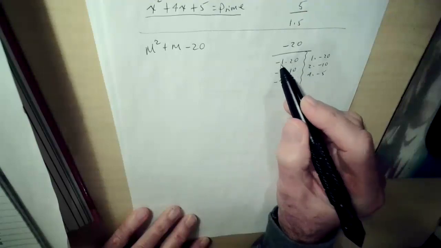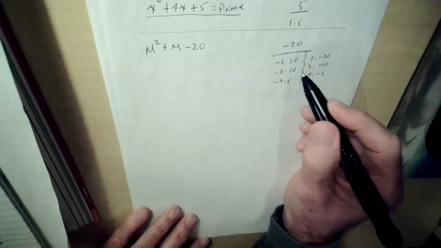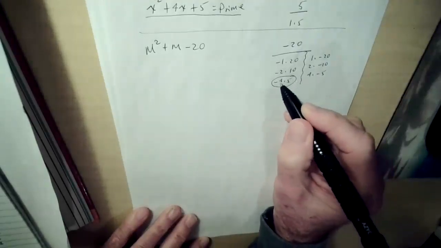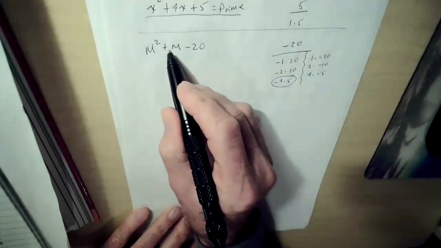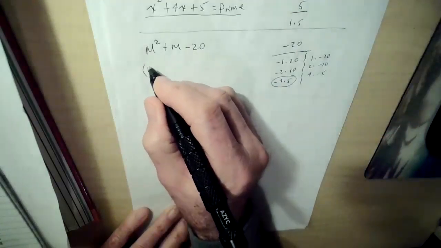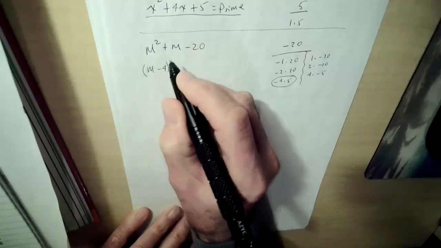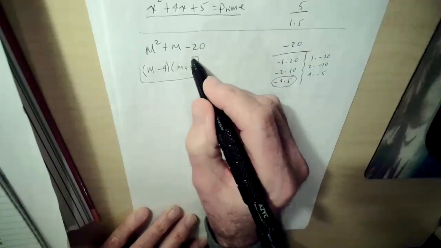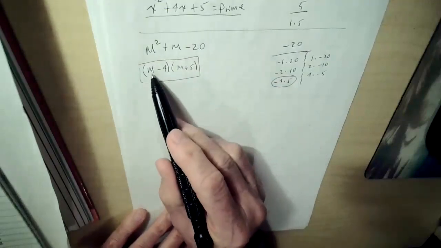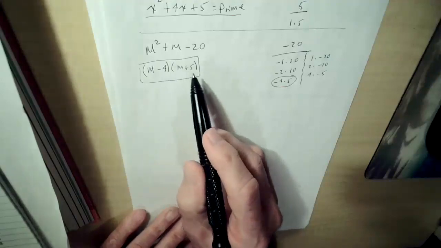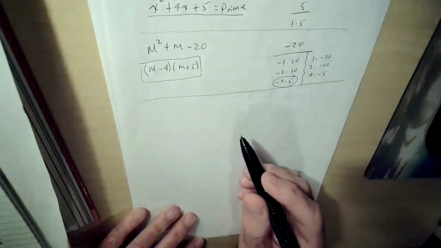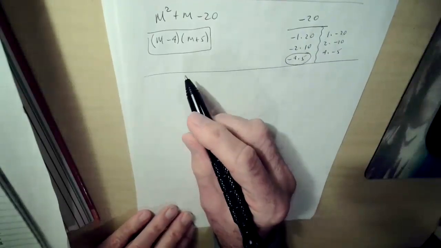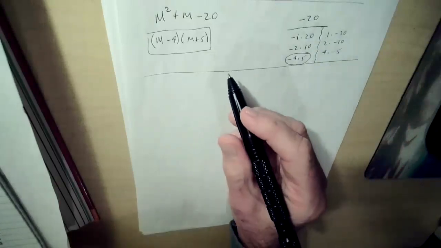Now, which two of these add up to the coefficient, the number in front of m? That's 1. Now, which two of these? 20 minus 1 is 19. That's not it. 10 minus 2 is 8. That's not it. 5 minus 4 is positive 1. So we get this: M minus 4 times M plus 5. And again, it doesn't make any difference. This could be M plus 5 and this could be M minus 4.